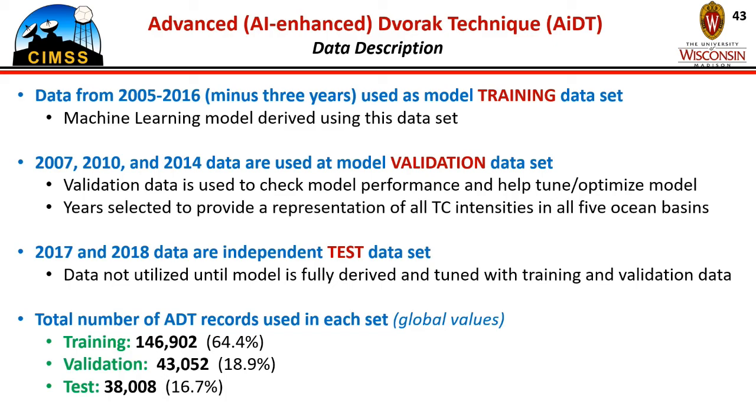Once the model is correctly tuned and optimized, the model was independently tested using data from 2017 and 2018. The total number of ADT records using the various data sets numbered over 225,000 individual records. So we had a very large data set to look at, which is a good thing.